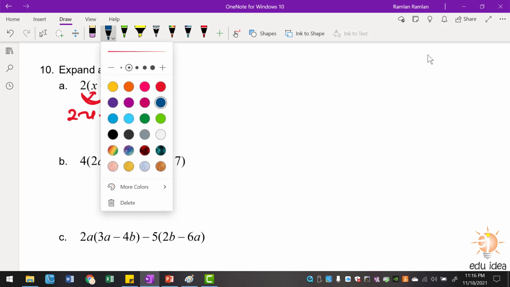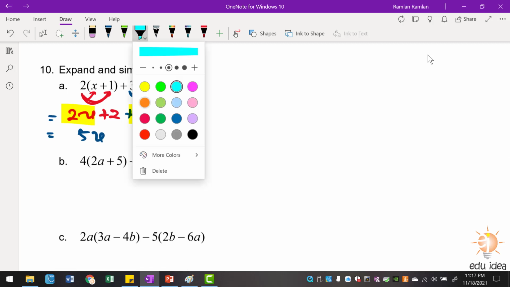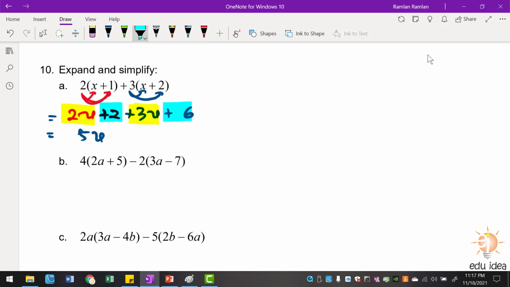And then on the right side, we have this multiplied by this, and this multiplied by this. And remember that you need to write down the operation, which is addition, 3x. So 3 times x is 3x, and then 3 times 2 is 6. Don't forget to write that down. As you can see, these two are like terms, right? We have 2x plus 3x becomes 5x. And then these are also like terms, 2 and 6. So 2 plus 6 is equal to 8.